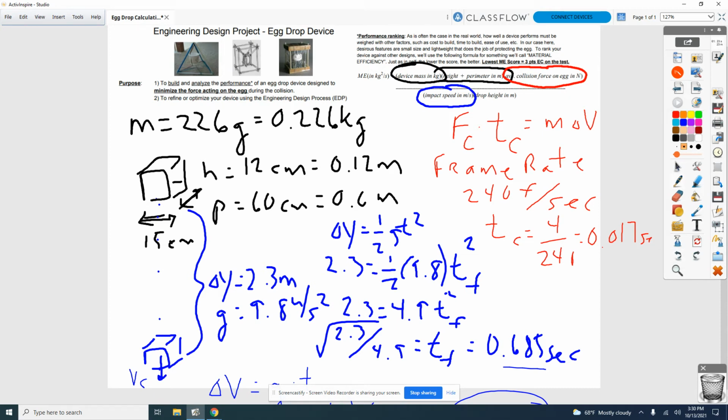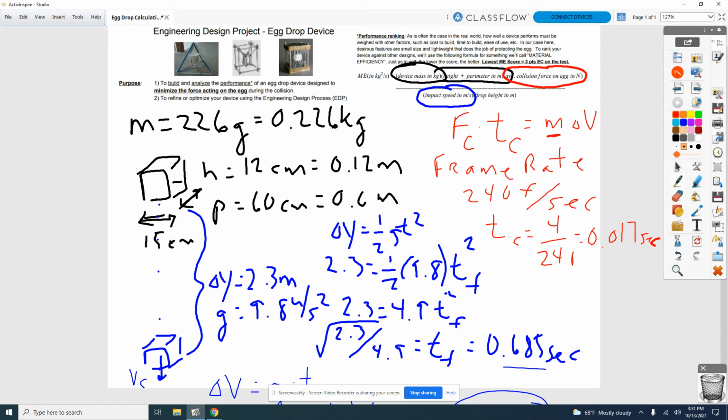I should get that color that I'm looking for there. I think it's red is what I'm looking for. There we go. Okay, so 0.017 seconds for it to come to a stop during that collision. Now, importantly, I'm interested in the force of collision on the egg, not on the device. I'm not so concerned about the mass of the device here. I'm concerned about the mass of the egg. So the mass of the egg, 60 grams.